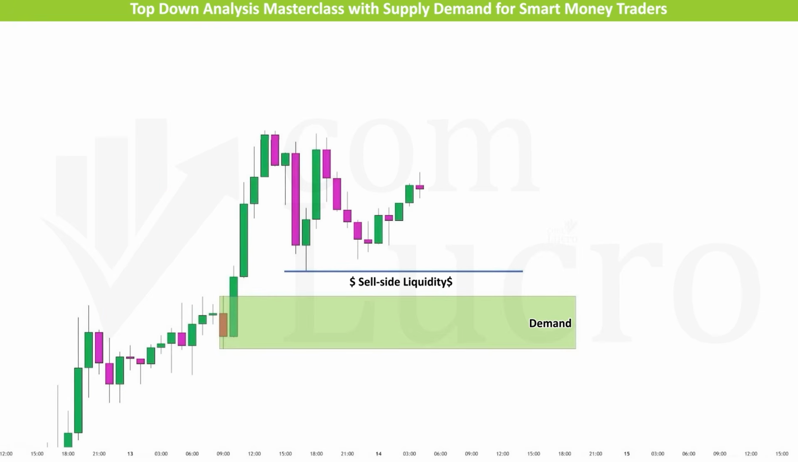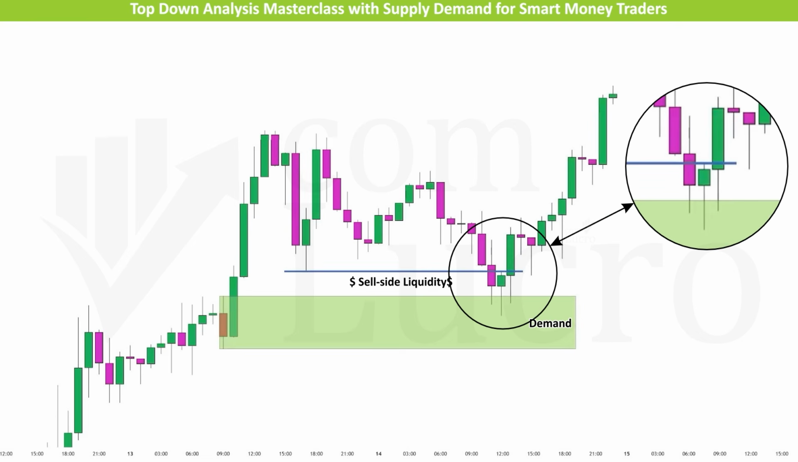Next, liquidity. Liquidity represents the areas where stop losses and pending orders are clustered. It typically forms above swing highs and below swing lows. When liquidity builds above a demand zone, the probability of that zone holding increases because large market moves require liquidity to be triggered. The same principle applies to supply zones. A valid liquidity grab occurs when price moves below a level, triggers stop losses, and then quickly returns back above the range. When this sequence unfolds, we anticipate a move to the upside.